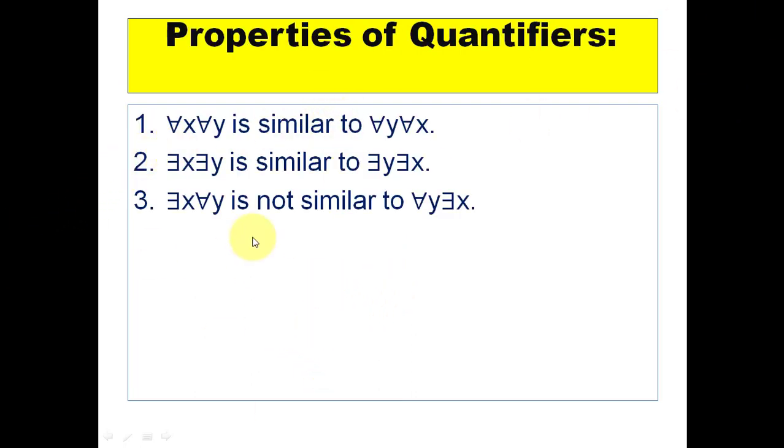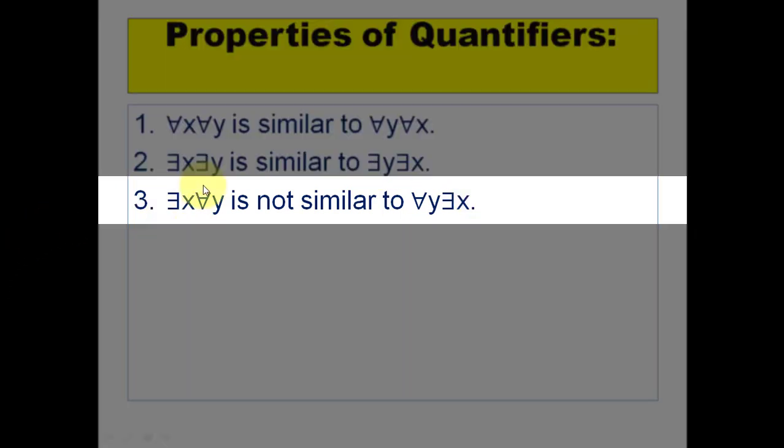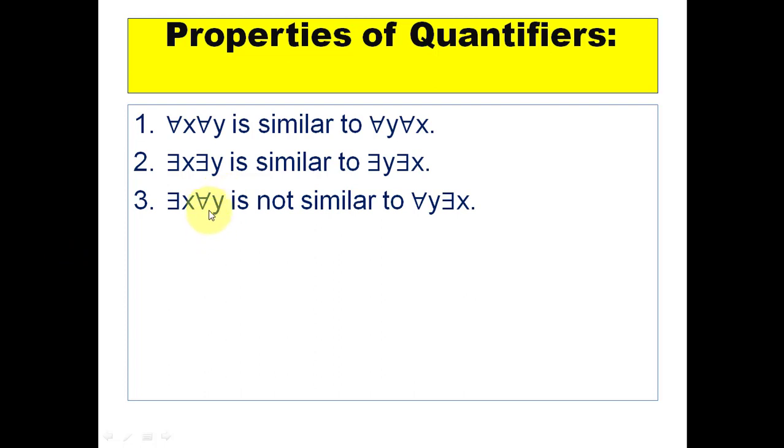So now some properties are there. Just go through them. First one is for all X, for all Y. This is similar to for all Y, for all X. There exists X, there exists Y. This is similar to there exists Y, there exists X. But there exists X for all Y is not similar to for all Y, there exists X. This last one is important. There exists X for all Y is not similar to for all Y, there exists X.